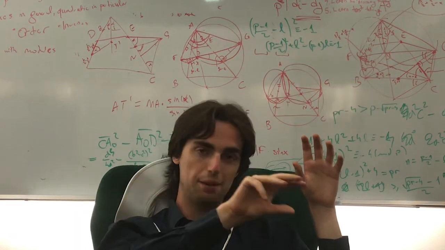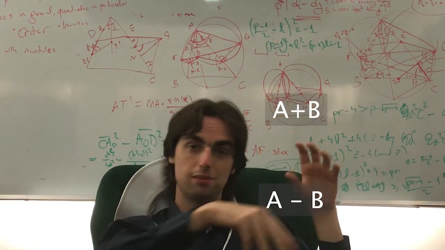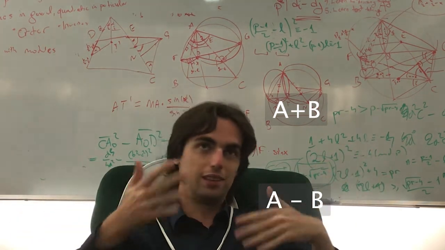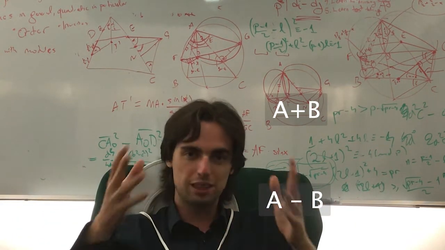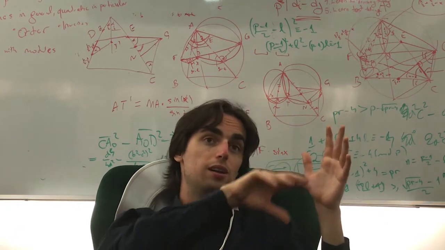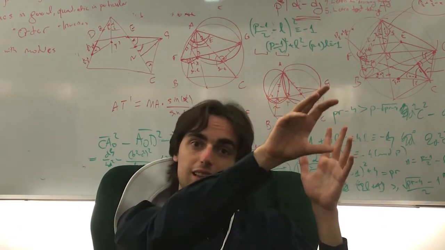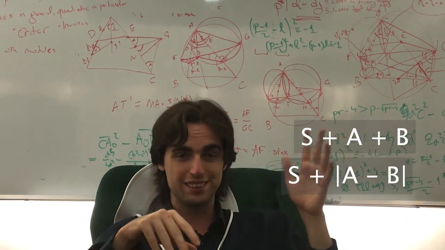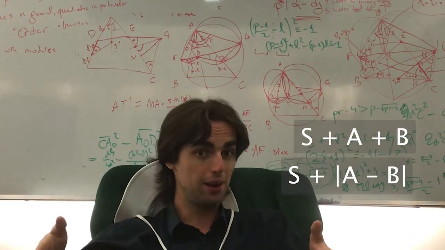Now, a minus b and a plus b have the same parity. You can test it out, you can prove this, they have the same parity. So s plus a plus b and s plus a minus b in absolute value terms have the same parity.